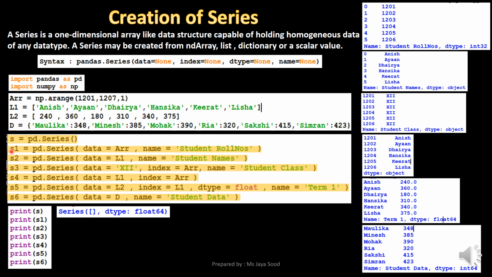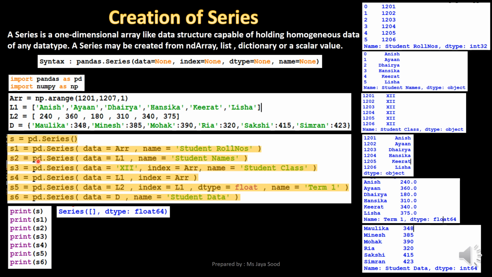S1 is a series which is created by passing the ND array ARR as the data and the string student roll number as the name. You may see here in the output that the default indexes are 0, 1, 2, 3, 4 and so on, and the values are coming from the ND array. The name of the series is student roll numbers and the data type is int32.